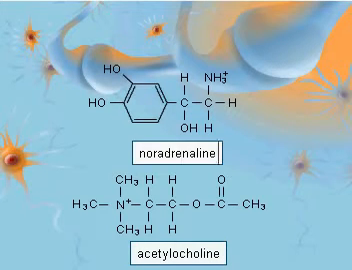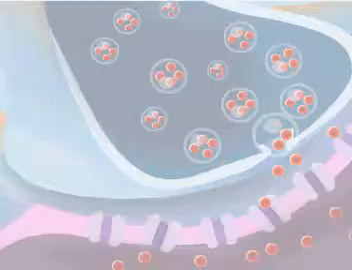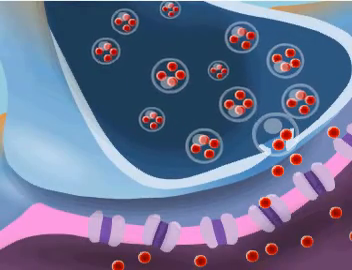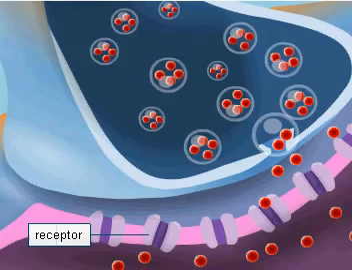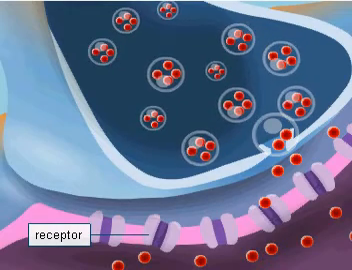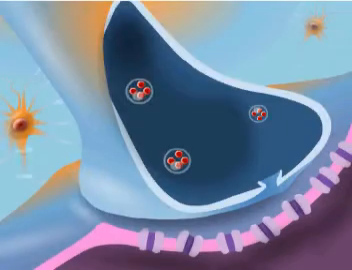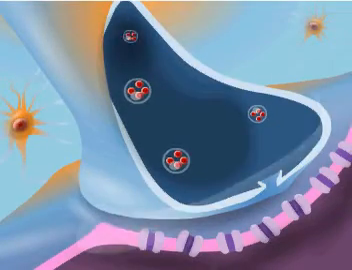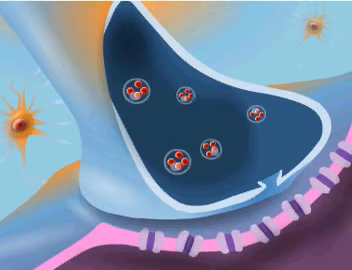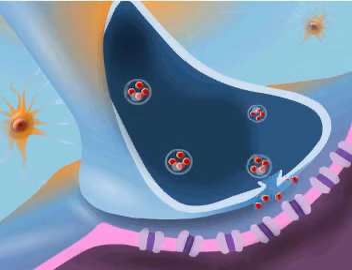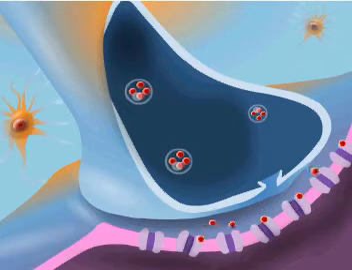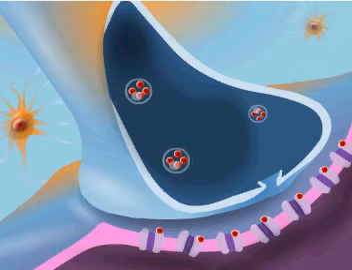Acetylcholine and noradrenaline are the most common neurotransmitters in humans. Because the receptors for the neurotransmitters are located on the postsynaptic membrane, the direction of the nerve impulse transmission is maintained. Binding of the neurotransmitters to the receptors generates a nerve impulse on the postsynaptic membrane. This impulse can then travel along the membrane of the postsynaptic neuron.